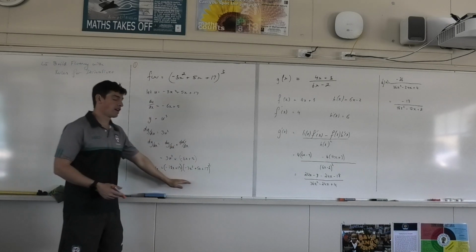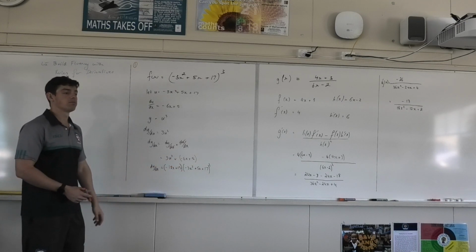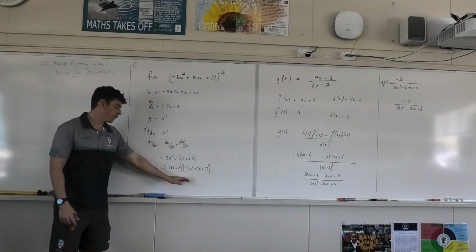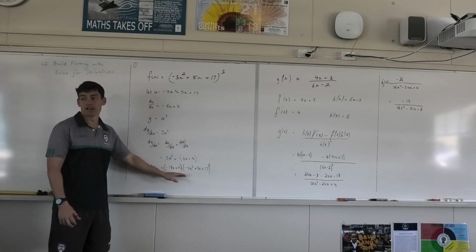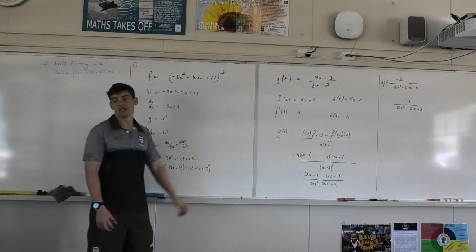That's as simple as I can get it, so I leave it there. What could I have done if I wanted to simplify it? Expand it. If this was just a numerical value, I probably would do that, but that's not going to be any kind of. Cool?